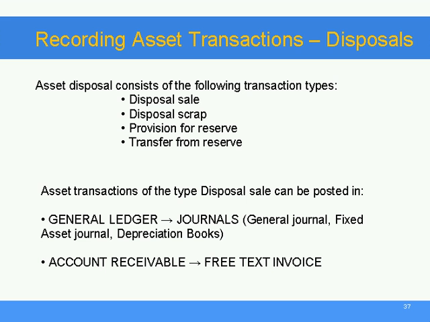Recording asset transaction disclosures. Asset disposal consists of the following transaction types: disposal sale, disposal scrap, provision for reserve, transfer from reserve, asset transactions over time. Disposal sale and scrap can be posted in general ledger journals, general journal, fixed asset journal, depreciation books, and in accounts receivable free text invoice.